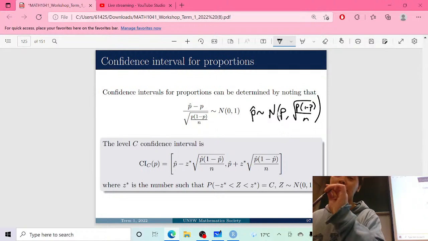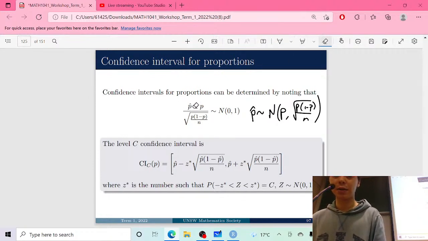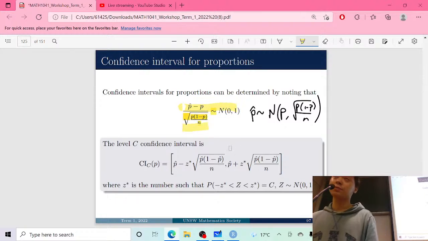And so what we can do here is standardize this. To standardize, we subtract the mean, we get this part here, and we divide by the standard deviation. And so that's why we get this part here. And because we've standardized it, this actually follows a normal distribution. It follows a standard normal distribution, in fact. Okay.